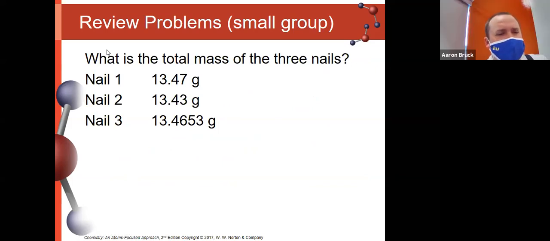All right, so let's look at a problem like this. I've got 3 nails here. The first one weighs 13.47 grams. The second weighs 13.43 grams. The third one was measured on a different balance, and it weighs 13.4653 grams. Relatively simple question here. What is the total mass of these 3 nails?